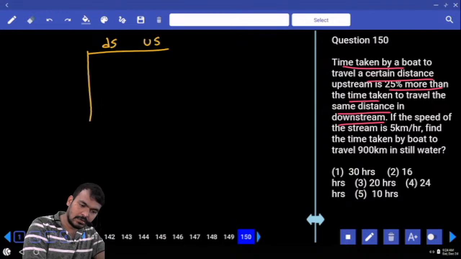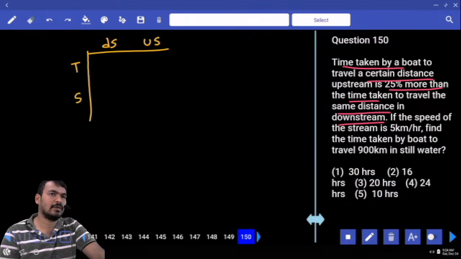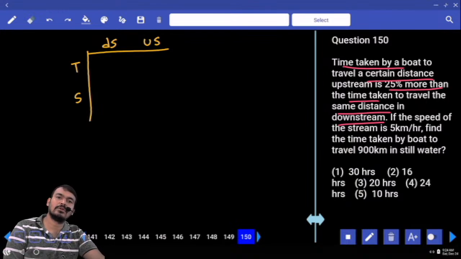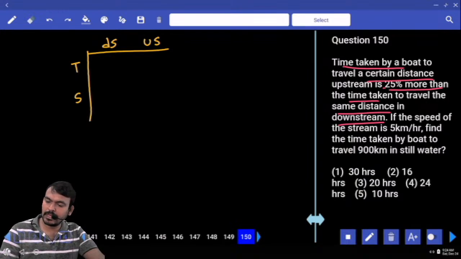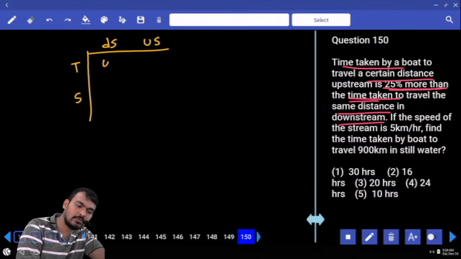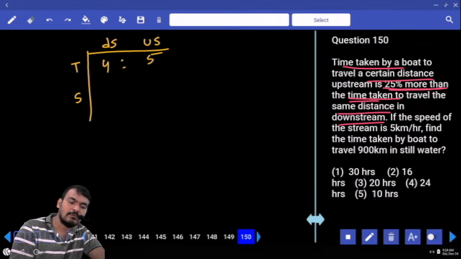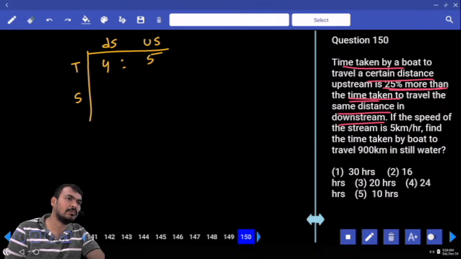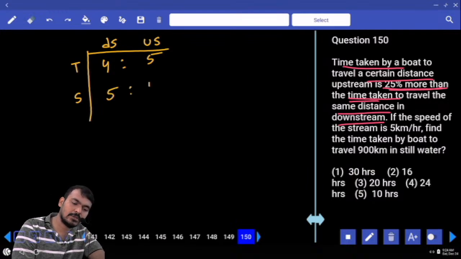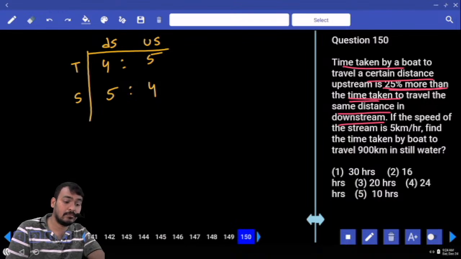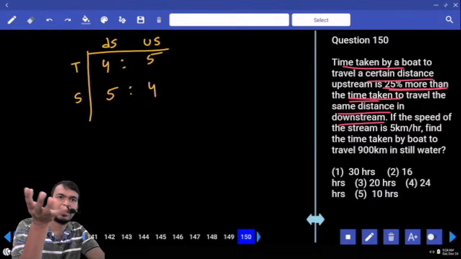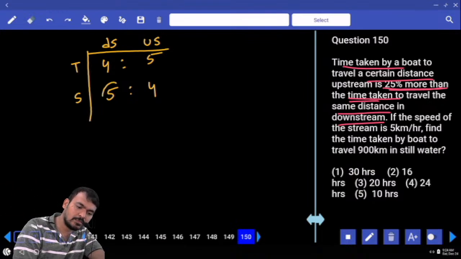One case will be downstream, another case will be upstream. One is time, another one is speed. When distance is constant, are time and speed directly proportional or inversely proportional? Inversely proportional. Upstream time is 25% more than which one? Downstream time. Suppose the downstream time is 4 parts, upstream time is 5 parts, that is the time ratio. Then the speed ratio is 5:4. Downstream speed is 5 parts, upstream speed is 4 parts, because the distance is constant, time and speed are inversely proportional.